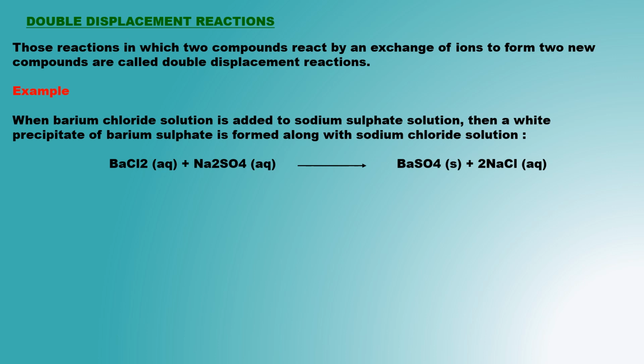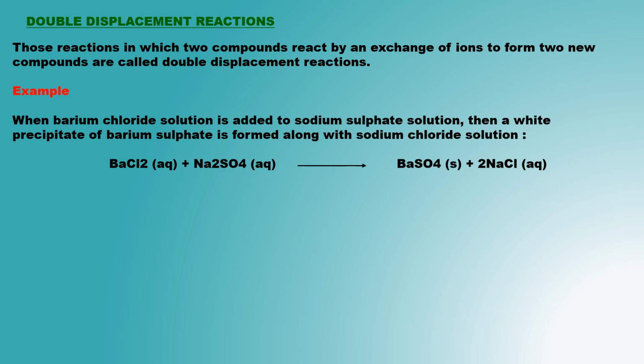BaCl2 plus Na2SO4 give rise to BaSO4 plus 2 NaCl. In this displacement reaction, two compounds, barium chloride and sodium sulfate, react to form two new compounds, barium sulfate and sodium chloride. An exchange of ions takes place in this reaction. For example, the barium ions of barium chloride react with sulfate ions of sodium sulfate to form barium sulfate.